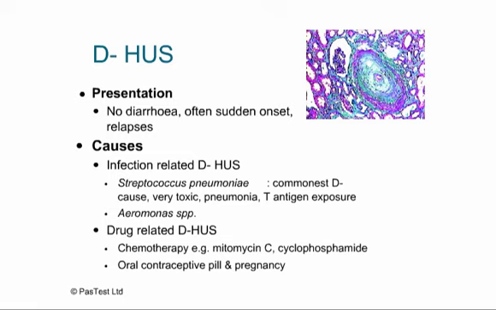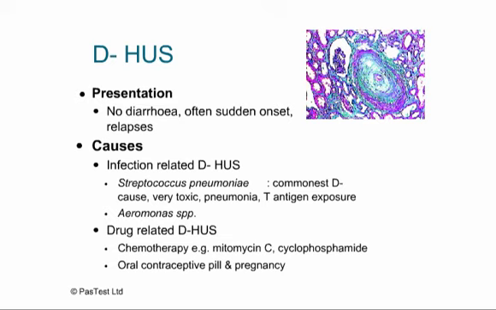Let's just look through the causes of D minus HUS. We know that they're infection related. The main cause of D minus HUS in this country relates to a nasty pneumococcal infection. These individuals are often very unwell, they're quite toxic, and they have a pneumonia. And the pneumococcus strips the T antigen and exposes it. And the T antigen reacts with anti-T antibodies to set up the HUS process. And this is quite a nasty complication for an individual who's already fairly unwell.